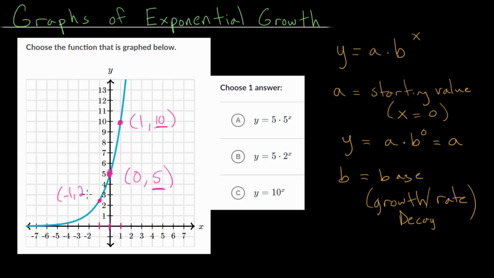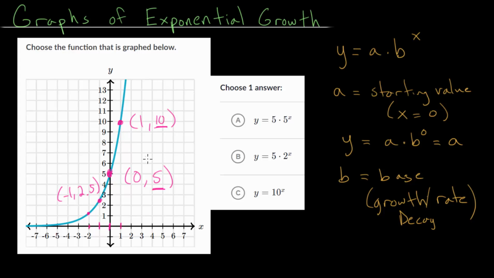So -1 and 2.5, and we could keep going if we wanted. At -2, it's going to go through this point, but it's getting a little bit more difficult to determine what that is exactly. Now, once we notice the pattern, we'll know that this is at -2 and 1.25. But we'll just use essentially these 2 points here.